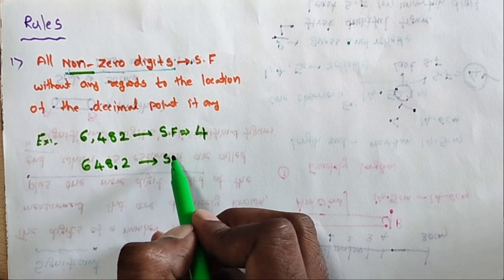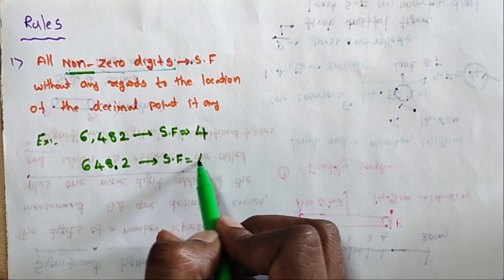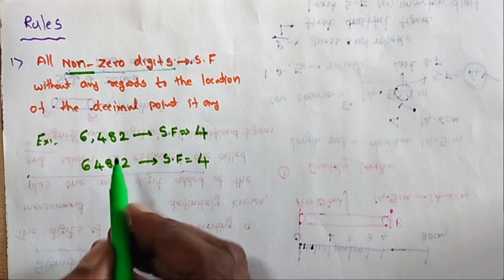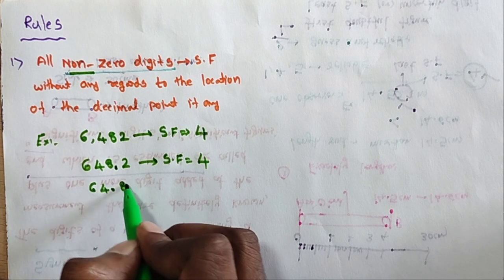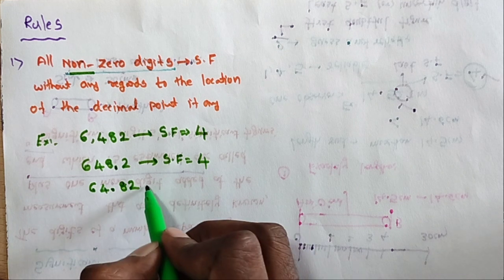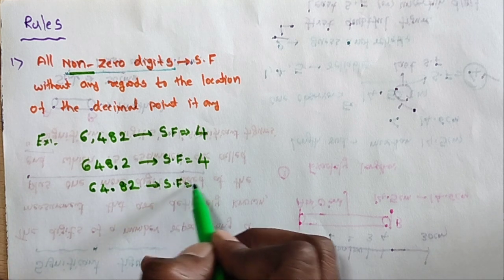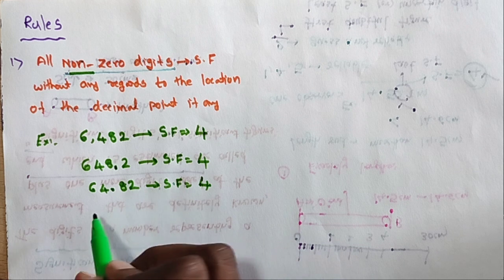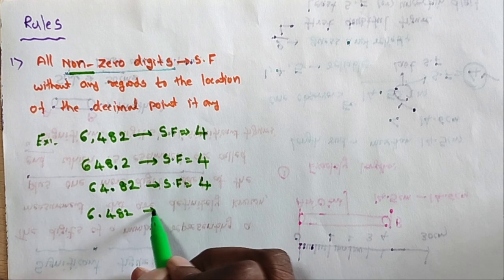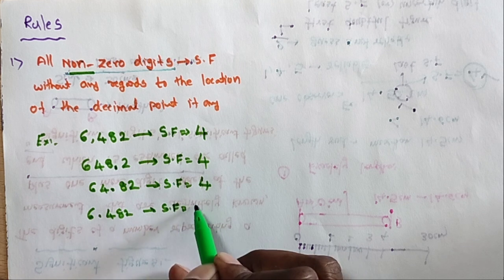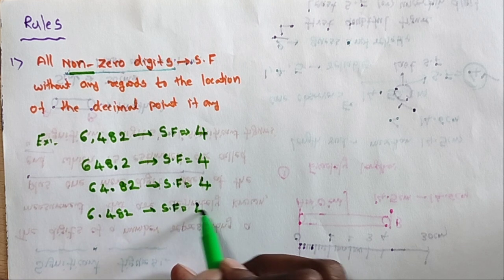Their significant figure is also 4. Sometimes 64.82 is given. What is the significant figure? Significant figure is equal to 4. And 6.482 is given. What is the significant figure? The significant figure is also the same.